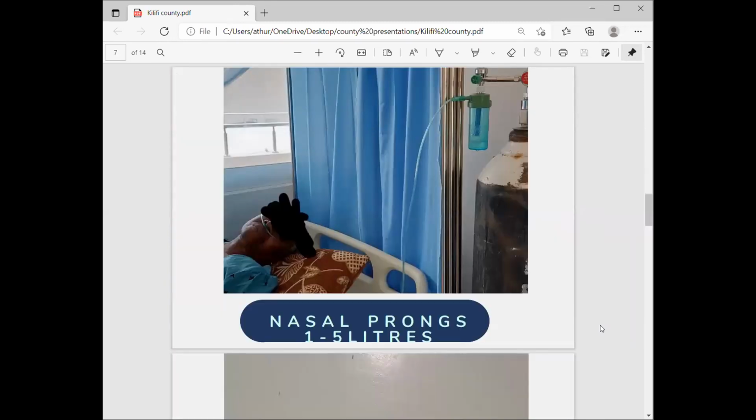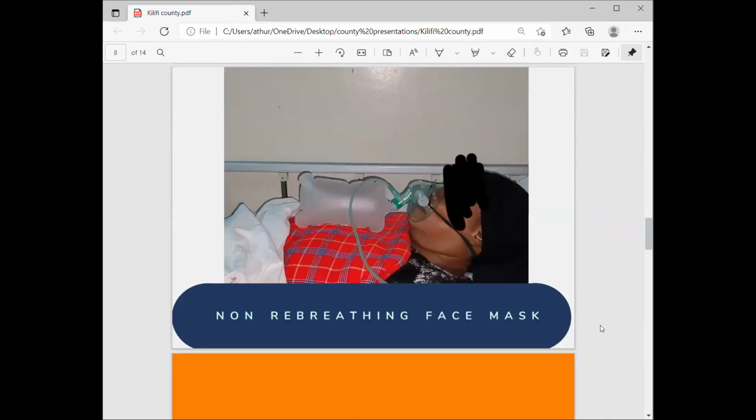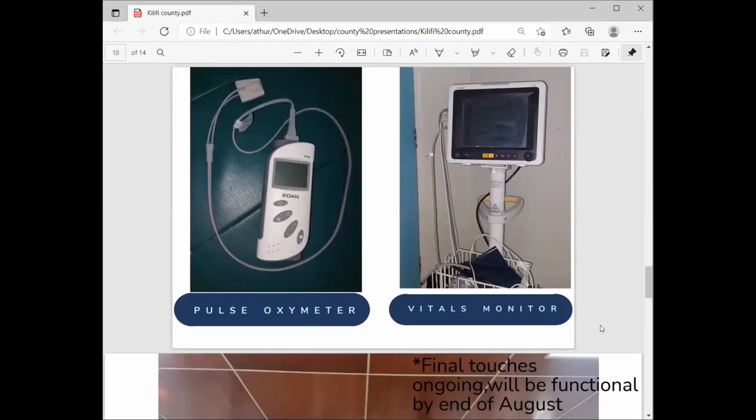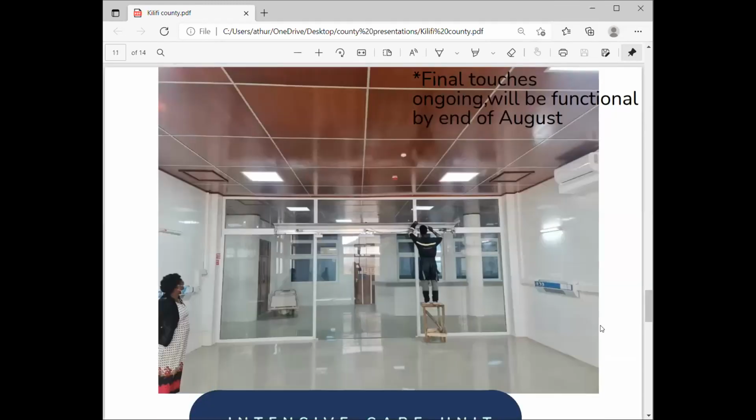Oxygen delivery methods, we use the nasal prongs and also non-breathing face mask, as you can see demonstrated in the picture. Oxygen monitoring tools, we have bedside pulse oximeters and also the vitals monitors. Our ICU currently is undergoing finishing touches and will be functional by the end of August.